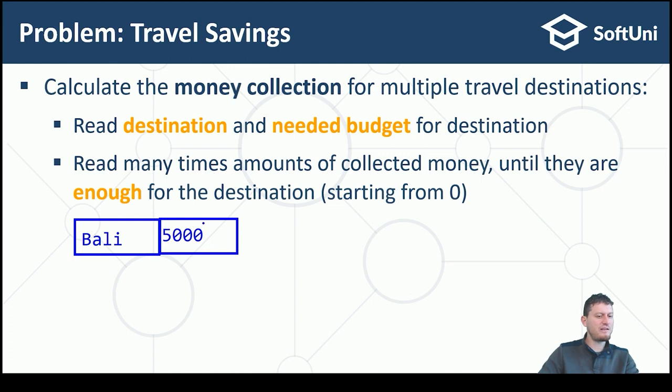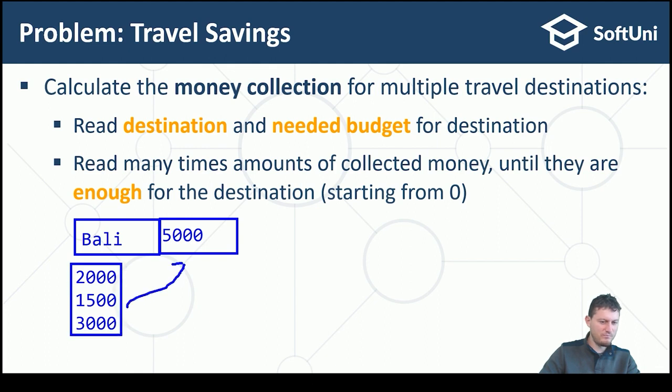But I don't have 5,000. I save once 2,000. Then I save the next month 1,050. Then I save 3,000. And if I sum these numbers, there will be more than or equal to the budget I need to go to Bali.